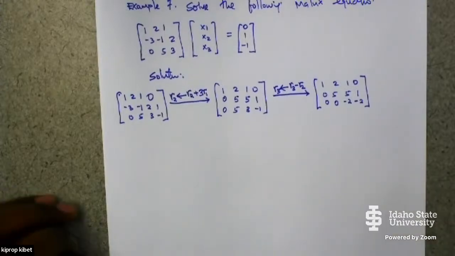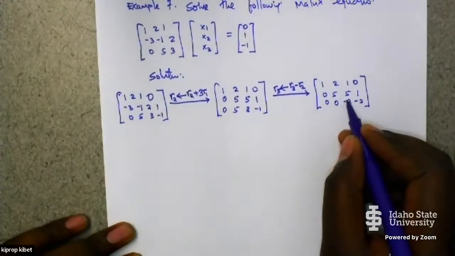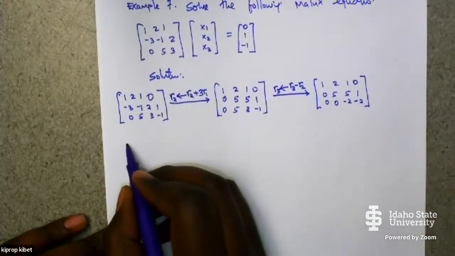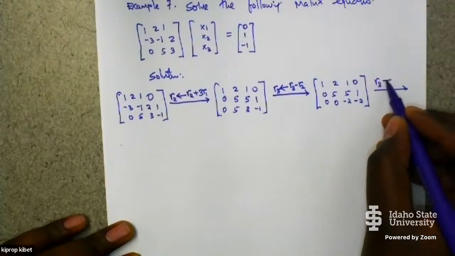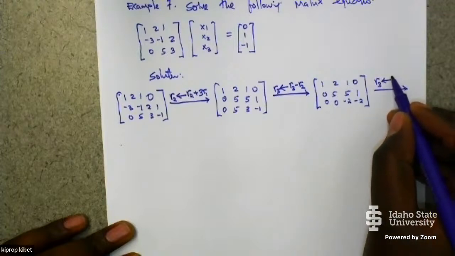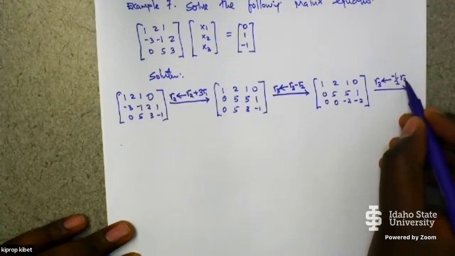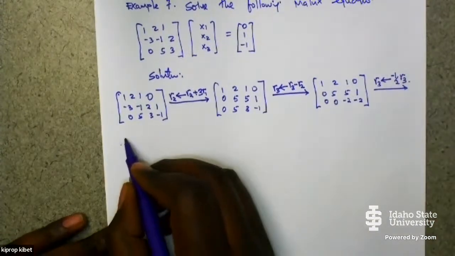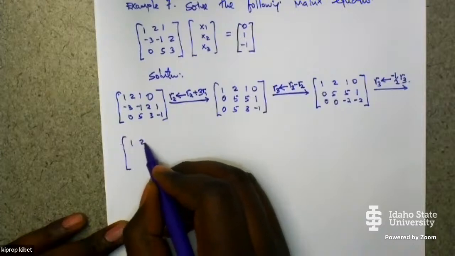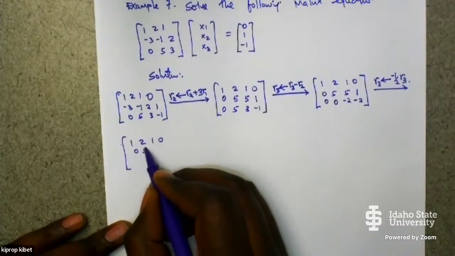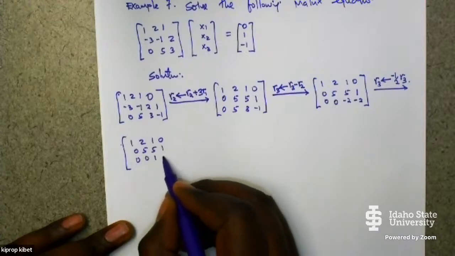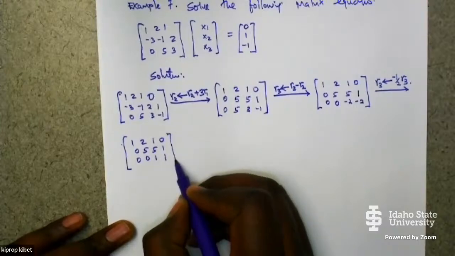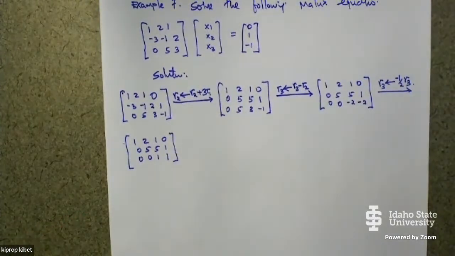Before we make that one 0, we need to make this one 1. So our new R3 will be -1/2 times R3. So what do we get? We get 1, 2, 1, 0, 0, 5, 5, and 1, and then 0, 0, 1, 1. Any question up to that?